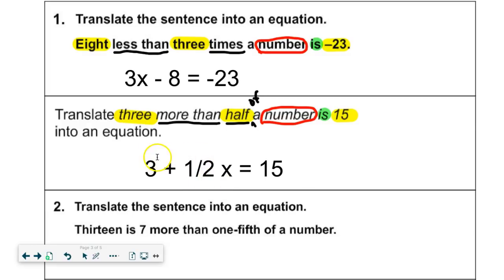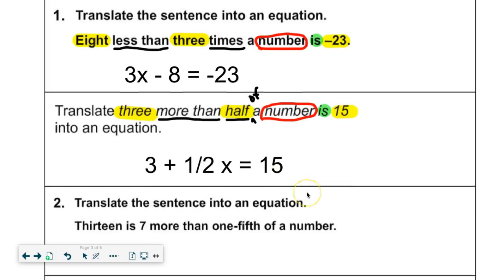You could flip these around. That'd be just fine. For all intents and purposes of writing this the way that it is written, though, it's perfectly okay to put that 3 in front. So here's my equation translated from words into numerical and variable terms. All right. Let's move along.